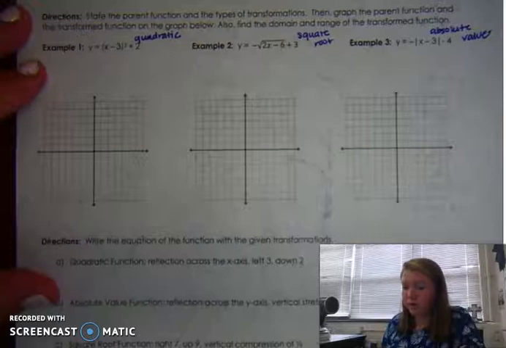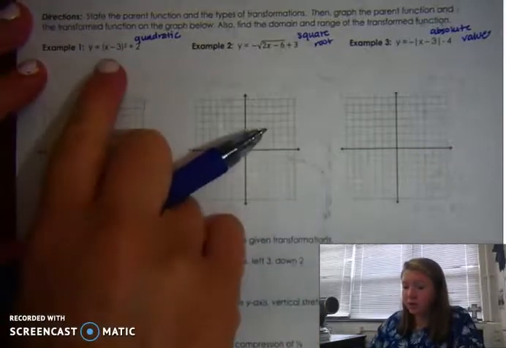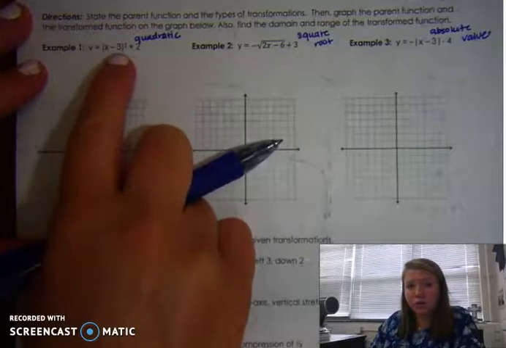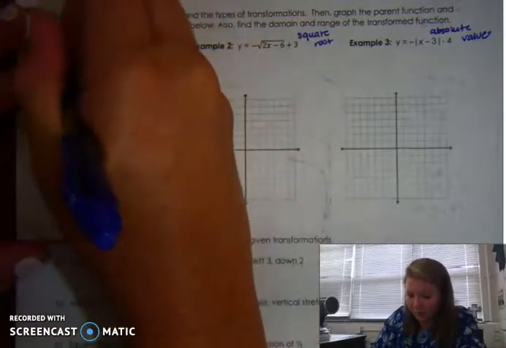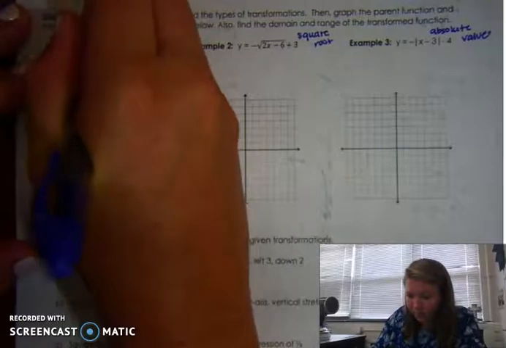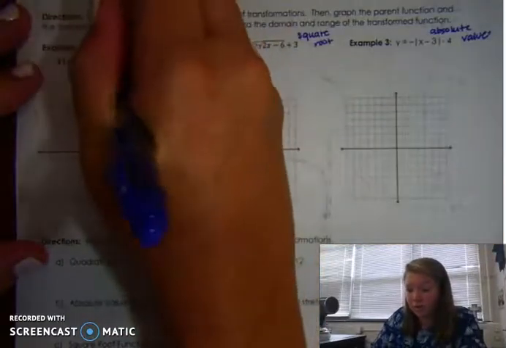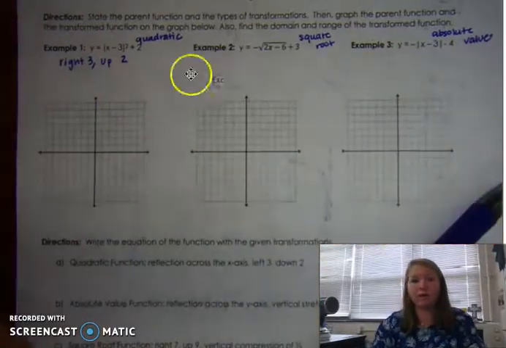All right, going back to example 1. The transformations that we see here, x minus 3, that's a horizontal shift to the right 3. And then a plus 2 on the outside would mean up 2. Let's verify that in Desmos.